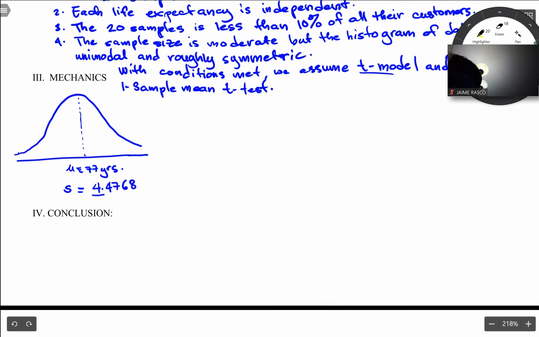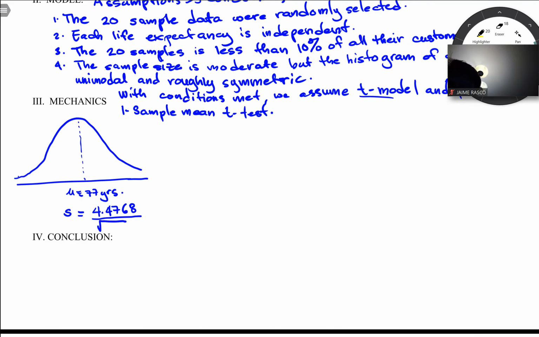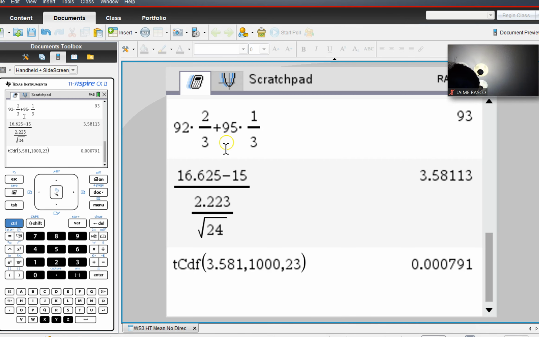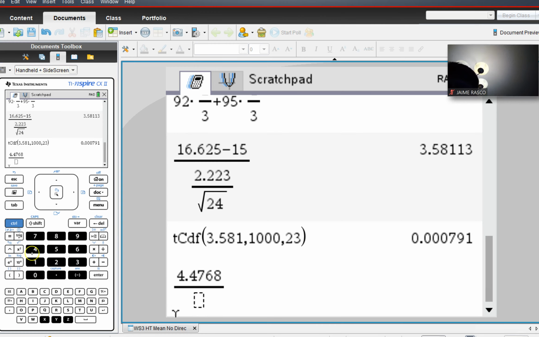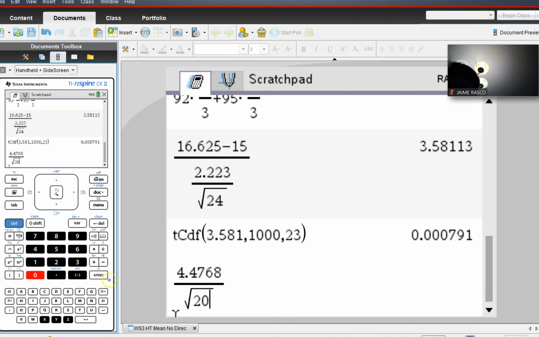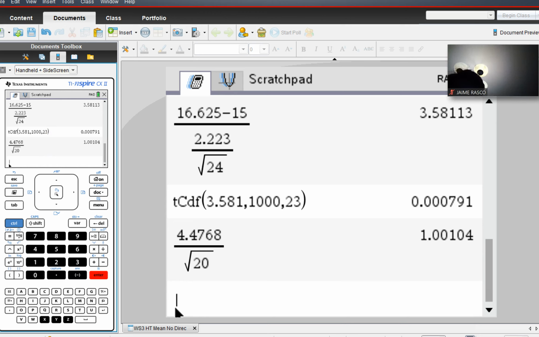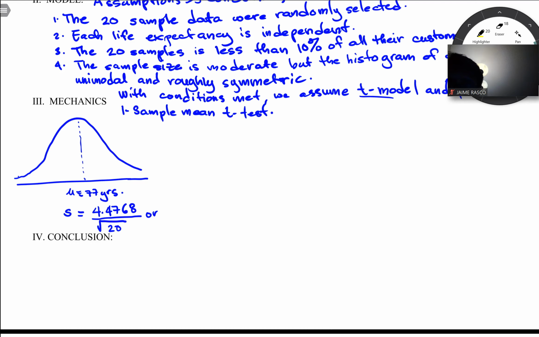4.4768. Again, don't forget to divide by the square root of the sample size. Our sample size is 20. So divided by the square root of 20, which is 1.001, or basically it's just 1. Okay, so we got shape, center, and then spread.